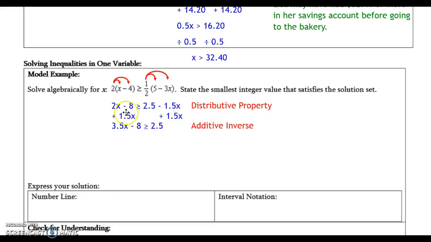I added 1.5x to both sides and I got 3.5x on this side, and now there's no more x term here. Now I can move all the constants to that right side. And you can see here I used additive inverse again to add 8 to both sides. I'm trying to move all the constant terms to the right hand side, and I have my x's on the left.